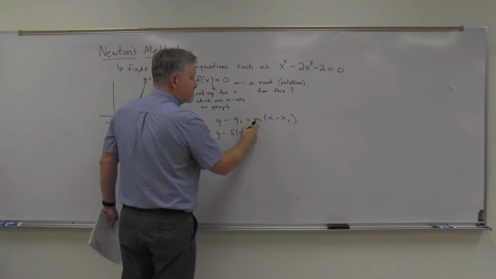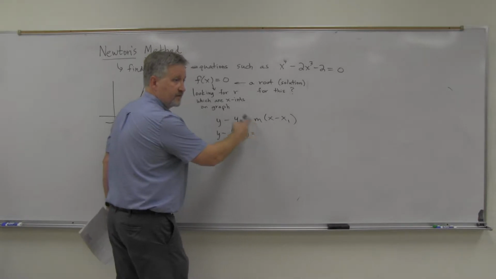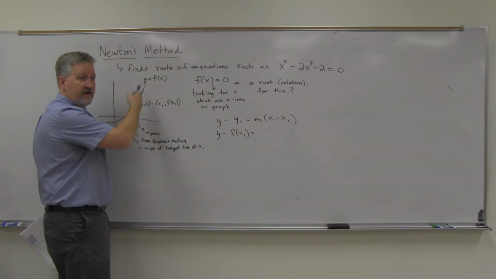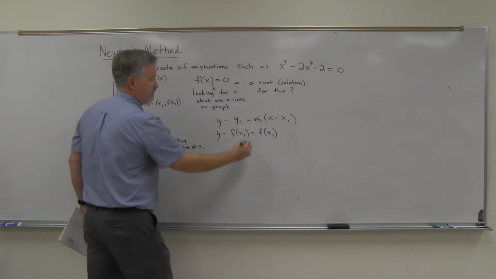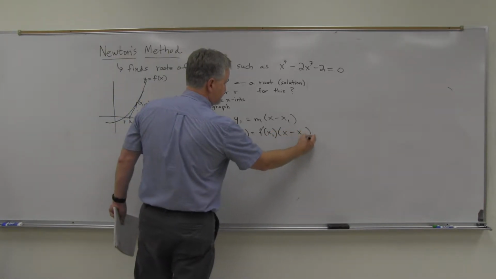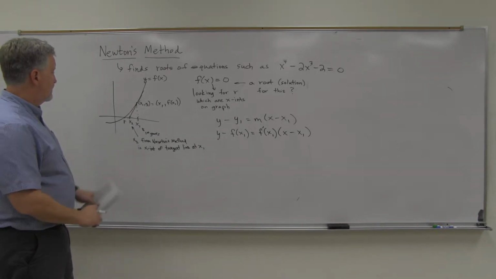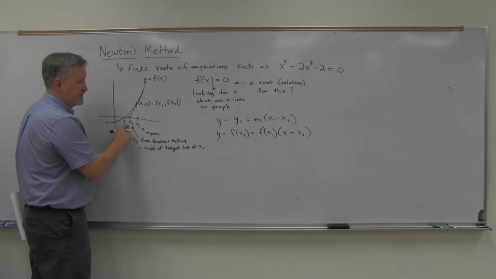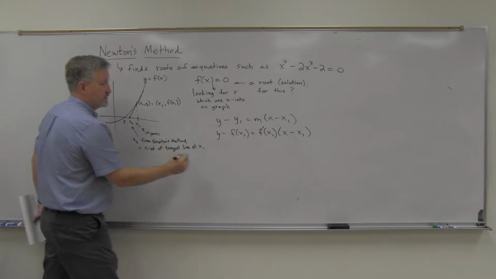Equals, now, this is the tangent line, so what's the slope? It's the derivative, right? The derivative gives me the slope of the tangent line. So the m of the tangent line is the slope. So it'd be f prime of x1 times x minus x1. We said this x2 is our x-intercept of that tangent line.